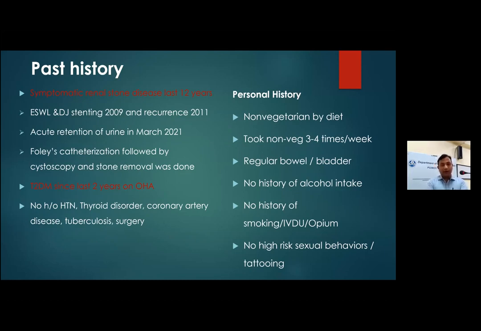He was on an oral hypoglycemic agent, but there was no history of hypertension, thyroid disorder, coronary artery disease, tuberculosis, or any past history of surgery. On his personal history, he is a non-vegetarian by diet. He used to take a non-veg meal 3 to 4 times a week. His bladder and bowel habits are regular.